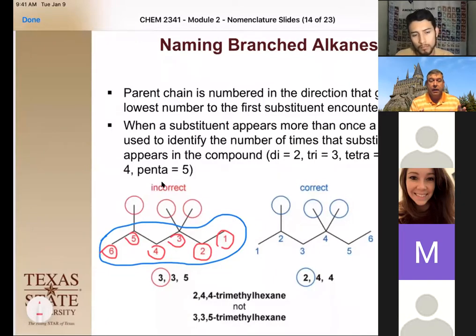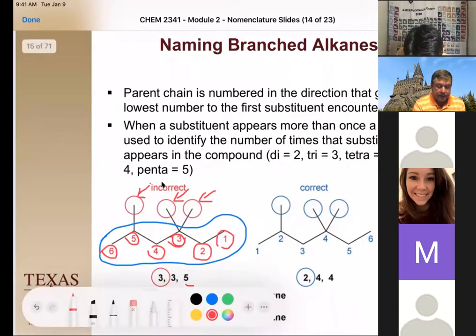And we've done nothing wrong so far. But now if we look at where the substituents are, our first substituent here is a methyl group on a 3 carbon. The second substituent is a methyl group on a 3 carbon. And the third substituent is a methyl group on the 5 carbon. So that gives us 3, 3, 5. Are we right? I don't know. Let's number it from the other direction and see if we get a lower number.